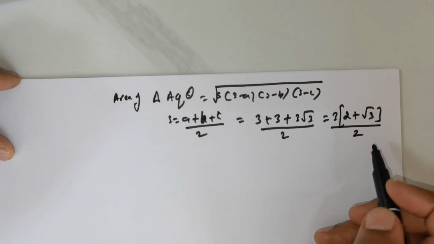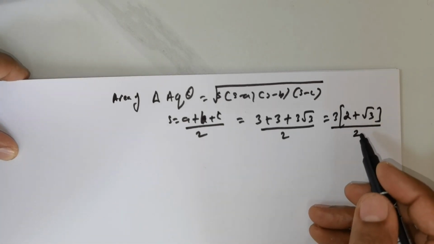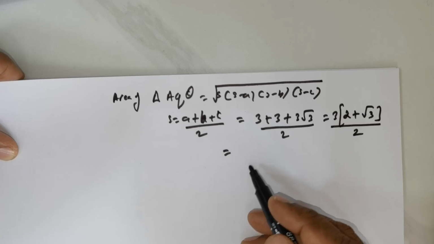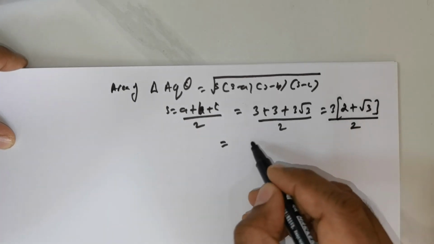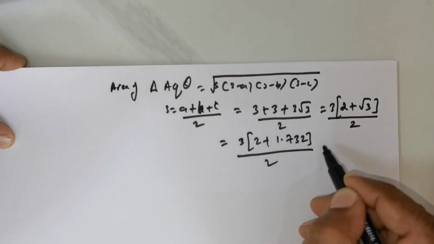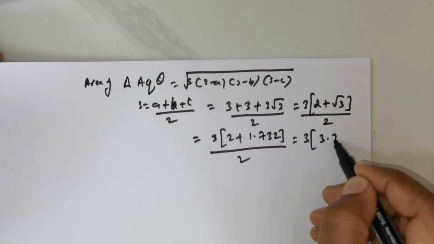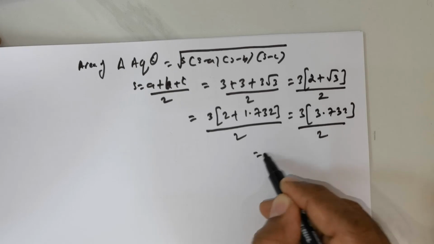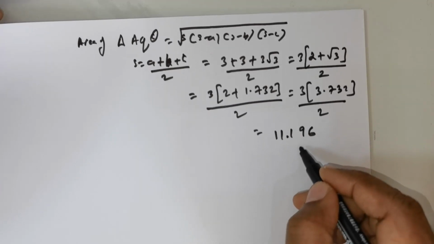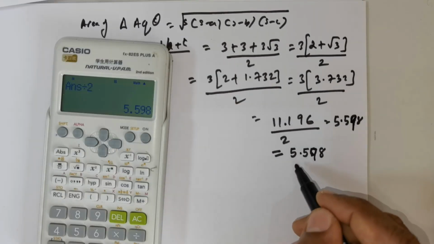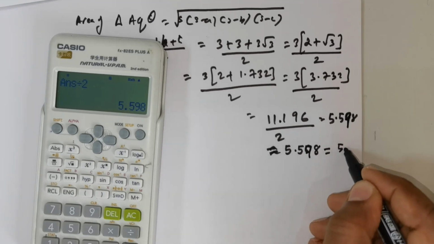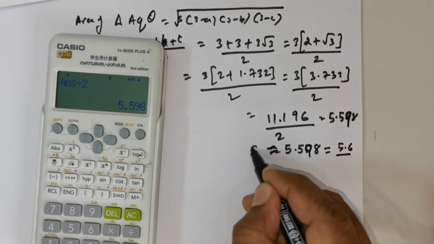So that's fine. If you want, you can actually get the value of this, because we need to use that S. So I'm going to get the approximation for this. So root of 3 is 1.732. So this is going to give me 3 times 3.732 divided by 2. 3 2s are 6, 3 3s are 9, 11. So divided by 2 is the value. But what I will do, I will take this to be 5.6. Right, so S is equal to 5.6.